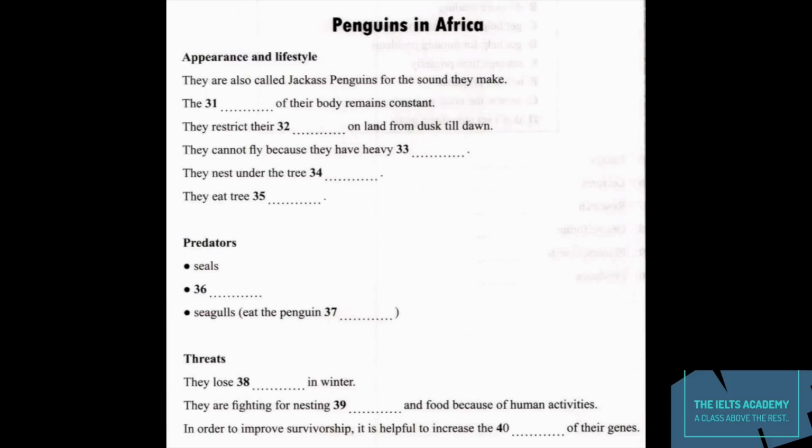That is the end of the listening test. In the IELTS test, you will now have 10 minutes to transfer your answers to an answer sheet.